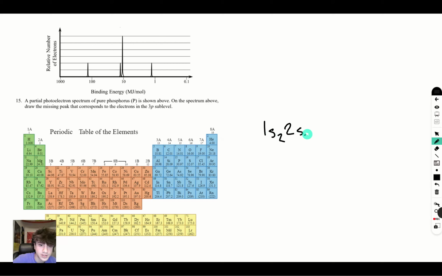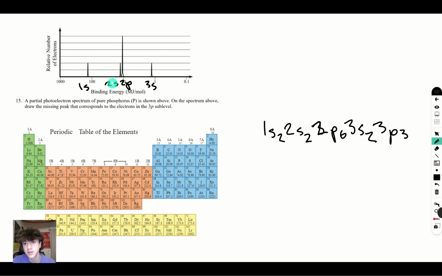We have 1s2, 2s2, 2p6, 3s2, 3p3. And we're missing the 3p sublevel, so we have 1s here, we have 2s, and then we have 2p, and then, sorry, I confused myself for a second. But we have 1s, 2s, 2p, 3s, and now we need to draw the 3p.